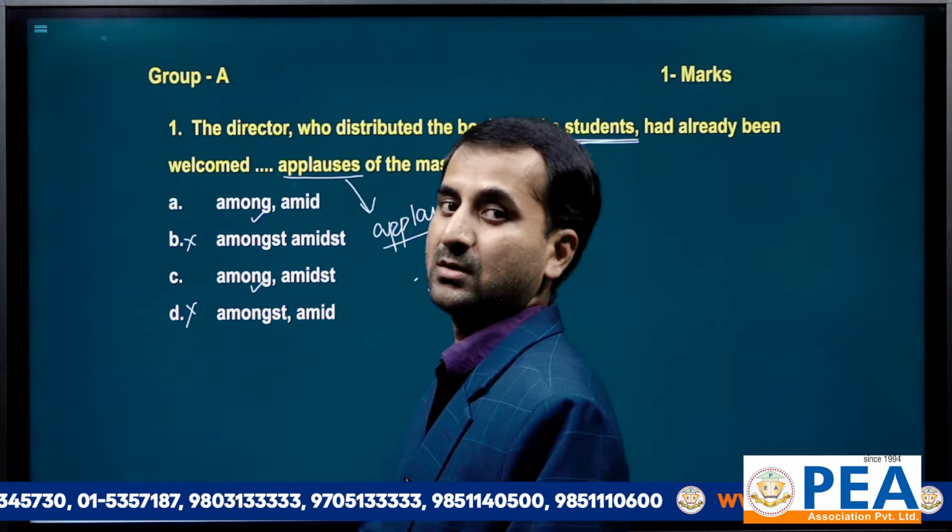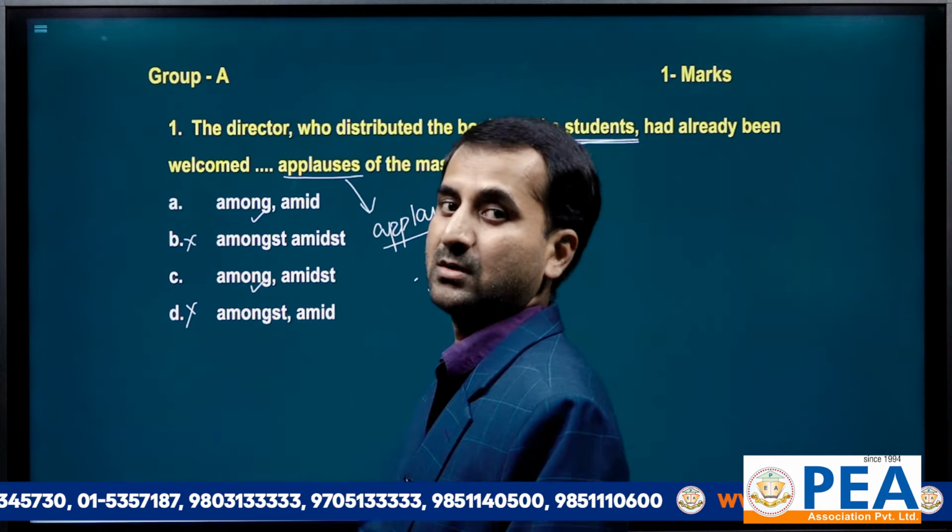So we take amid or amidst. Amid comes before a consonant sound and amidst comes before a vowel sound. So for a vowel sound we take amidst. This one is our correct choice. Here amid comes before a consonant sound and this one is a vowel sound, so this also becomes wrong. Now we shall go with the next question.